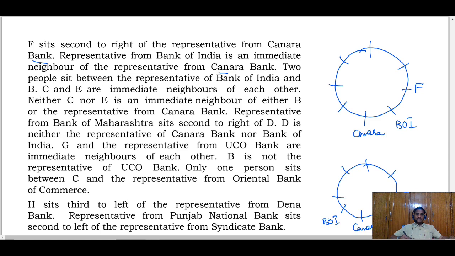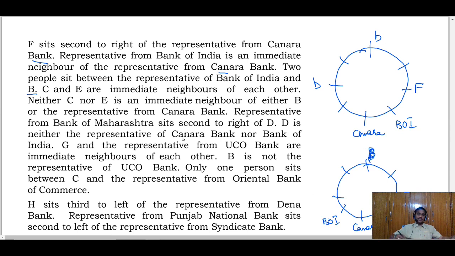And two people sit between Bank of India and B. Between Bank of India and B there are one to two people. B can be either here or here. There are two different possibilities between Bank of India and B. The second case is the other possibility.